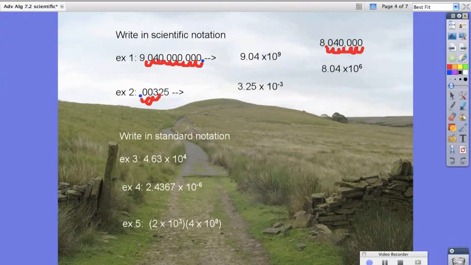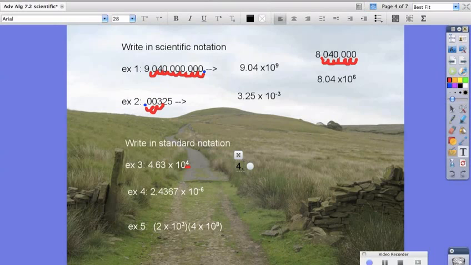Example 3 is now asking you to put things in standard notation. Standard notation is when we take something in scientific notation and just break it down so that it's one larger number with no exponents. If we look at example 3, we have 4.63 times 10 to the fourth, and because it's times 10 to the fourth, it means we move the decimal point 4 times, and because it's positive, we move it to the right.